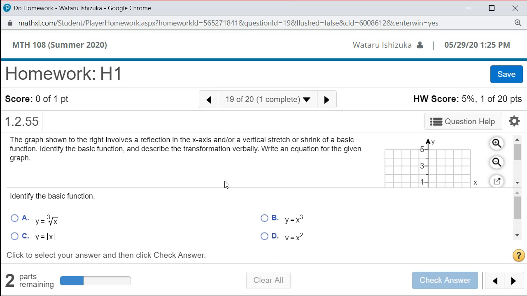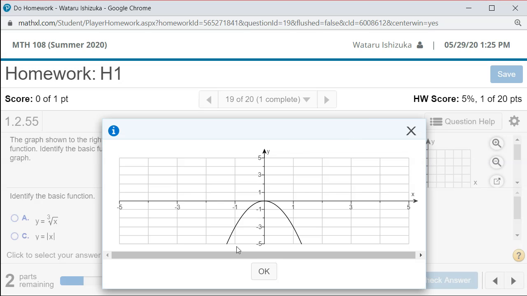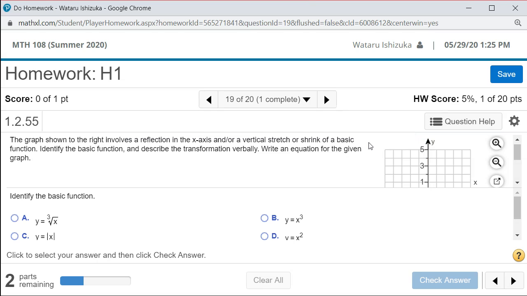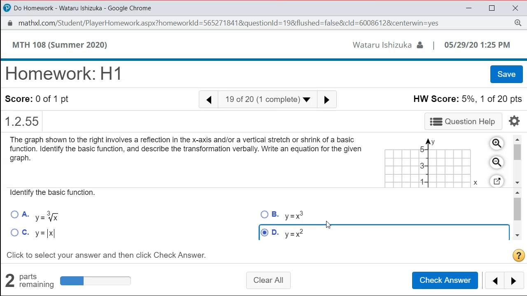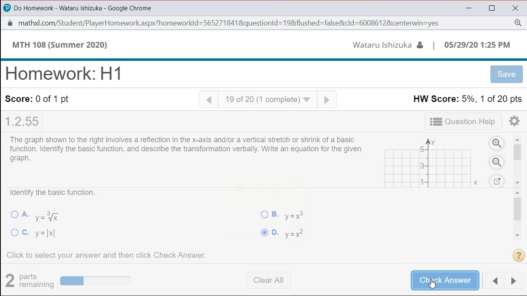What we want to do is look at it as a transformation from a basic function. Which basic function is this? You can see that this curve is an upside down parabola, so it's probably y equals x squared. So here y equals x squared. This is going to be the basic one. Let's check the answer. All right, we got that.